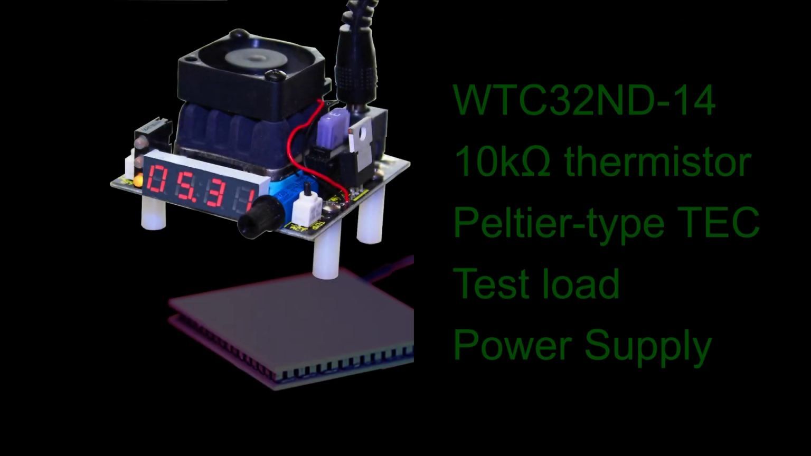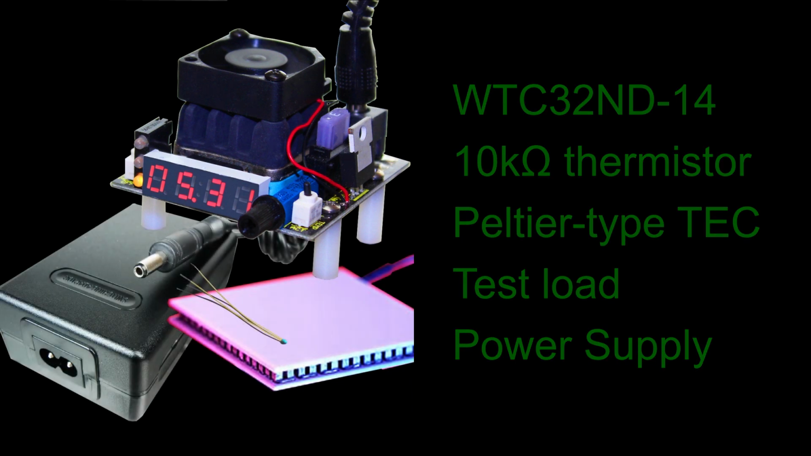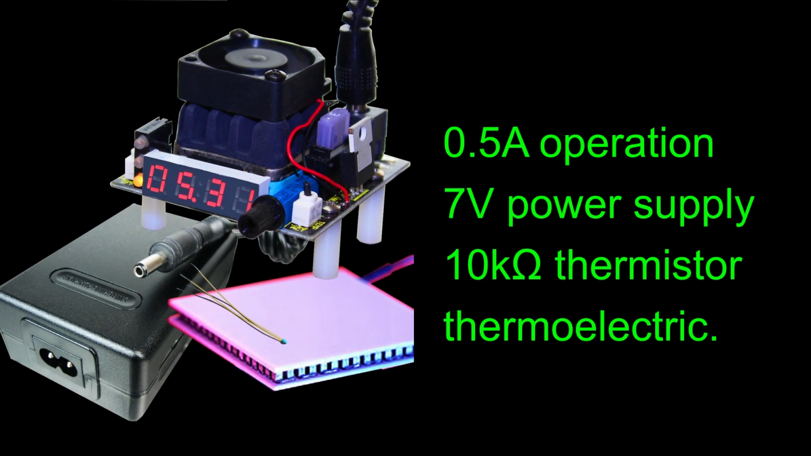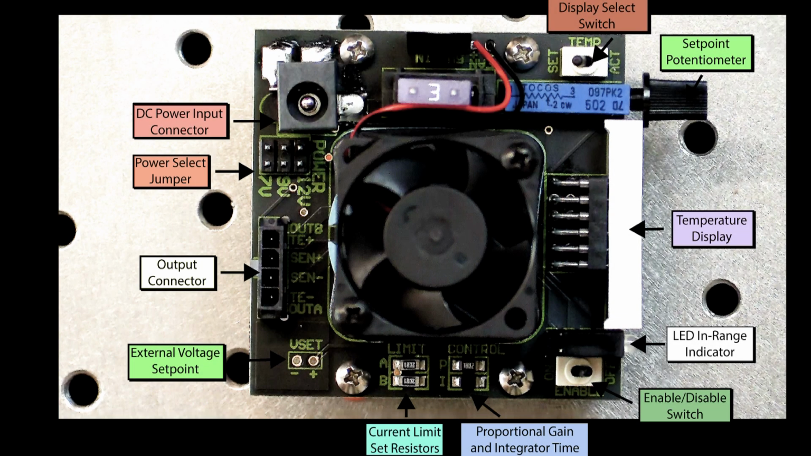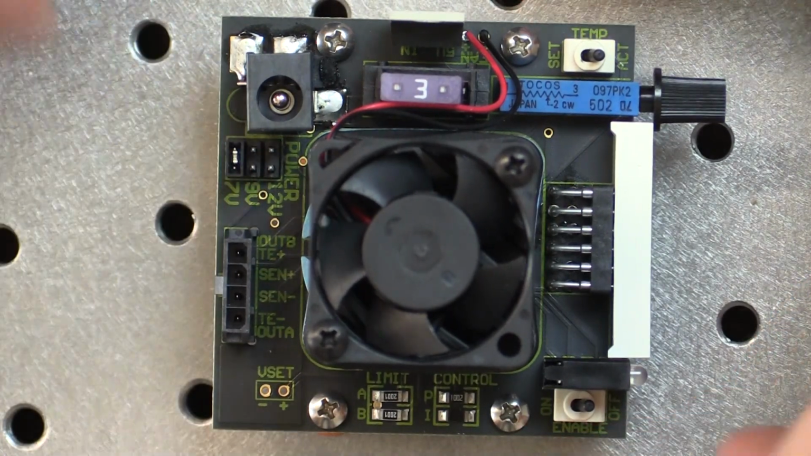We will use the following equipment to configure the WTC for 0.5 amp operation using a 7-volt power supply, a 10 kΩ thermistor, and a thermoelectric. To configure the mini instrument, we will need to use the control components shown. Install a jumper indicating which power supply you have selected, in this case 7 volts.